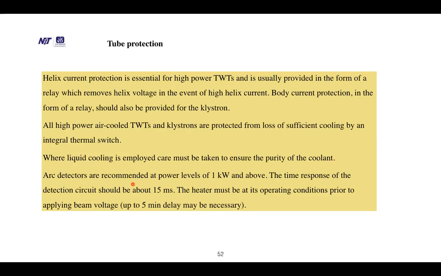Arc detectors are recommended at power levels of 1 kilowatt and above. The time response of the detection circuit should be about 15 milliseconds. The heater must be at its operating condition prior to applying beam voltage. Up to a 5 minute delay may be necessary.